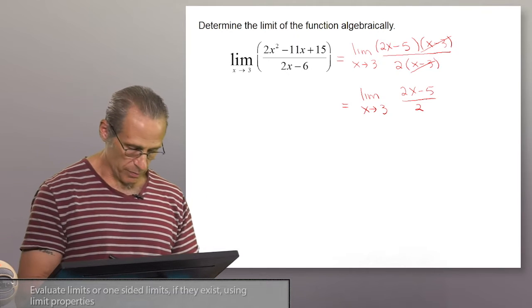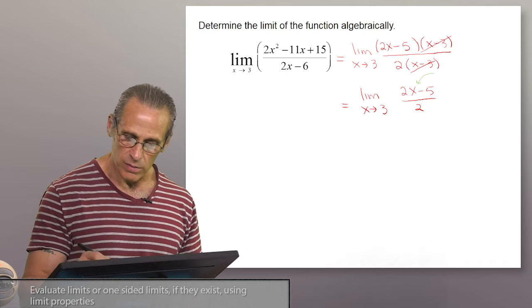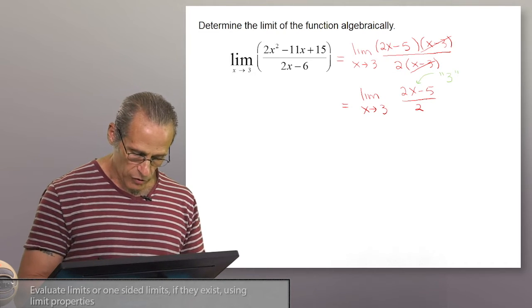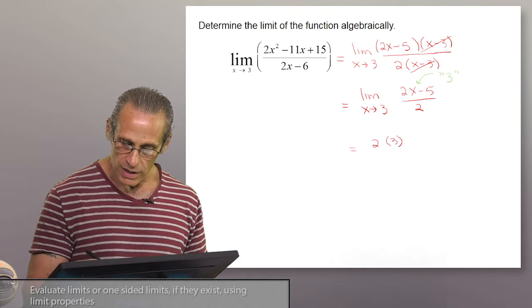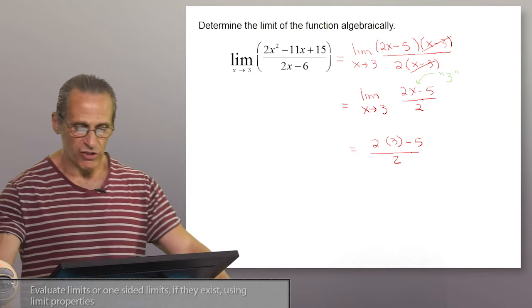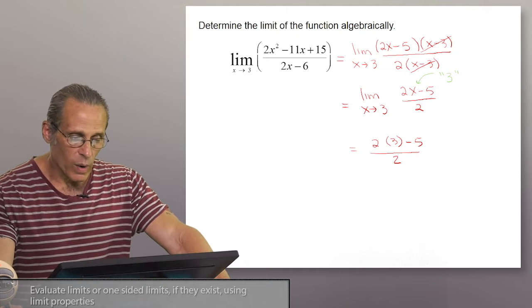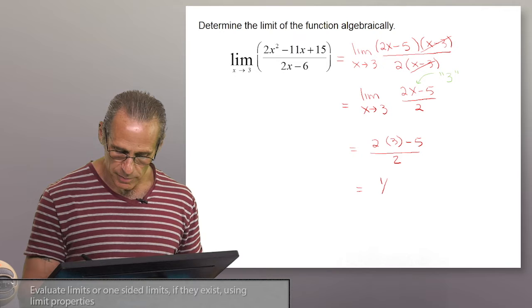And what can I do? I can now substitute in and evaluate directly. I can put in a 3 for x. So if I do that, I end up with 2 times 3 minus 5 over 2. And I drop the limit symbols because I am putting a 3 into my function now. Well, 2 times 3 is 6, minus 5 is 1. I guess my limit is 1/2.